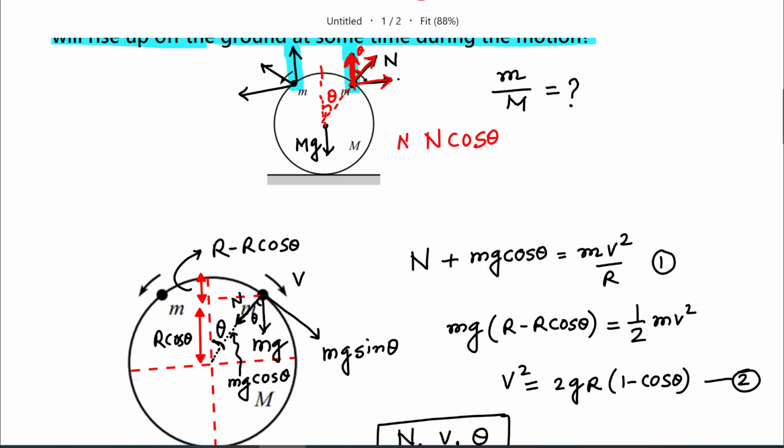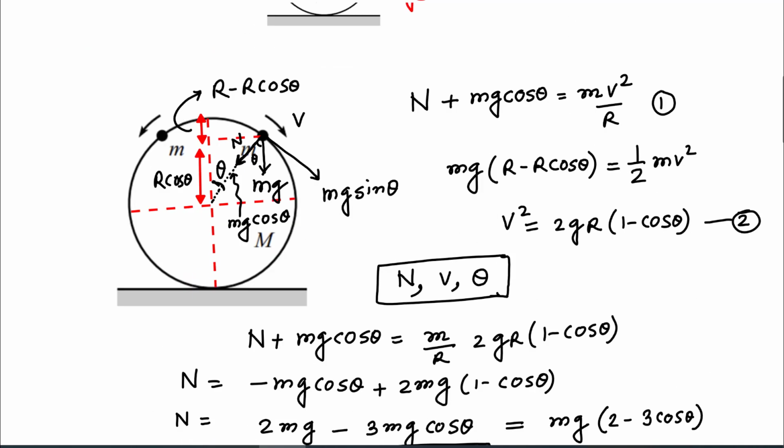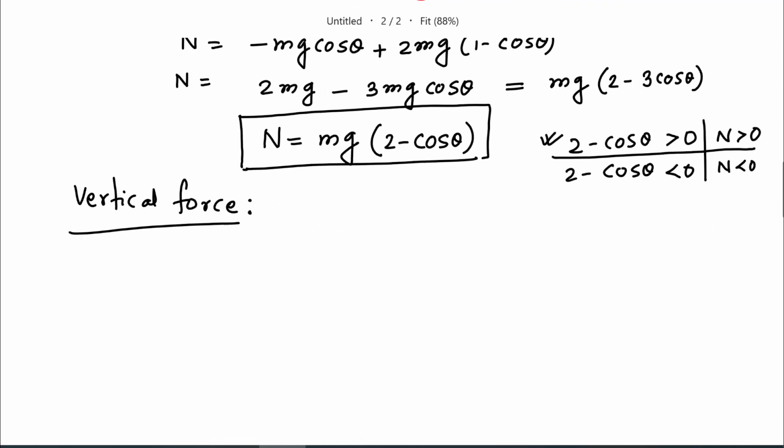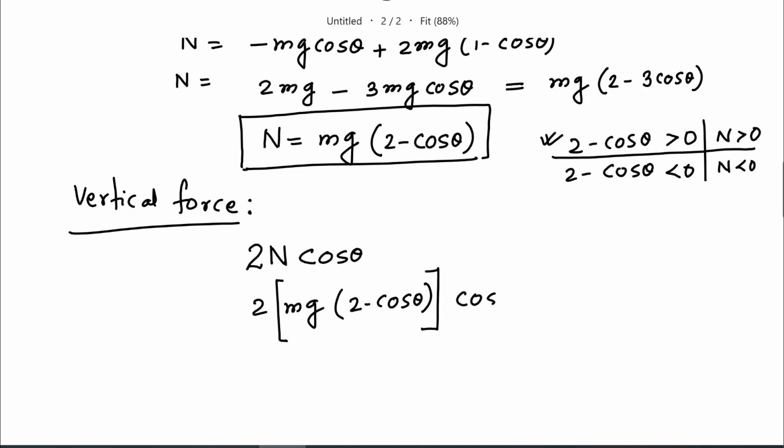So the vertical component is N cos theta, and there are two normal components, one from the left bead and another from the right bead. So the total force is 2N cos theta. And we have already calculated N, that is mg times 2 minus 3 cos theta, and this is multiplied by cos theta.